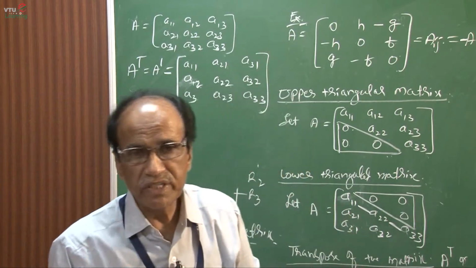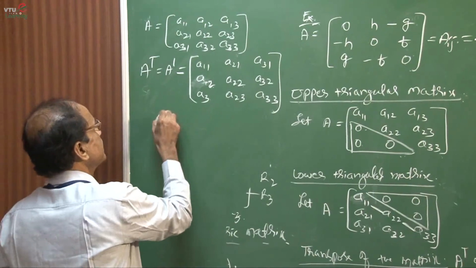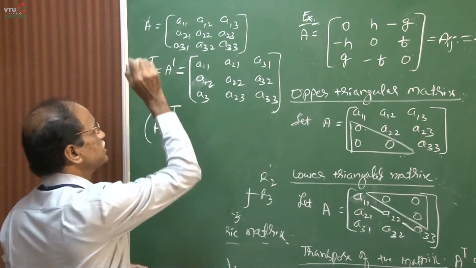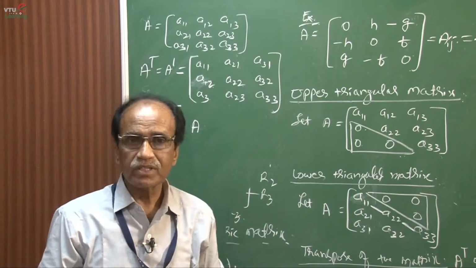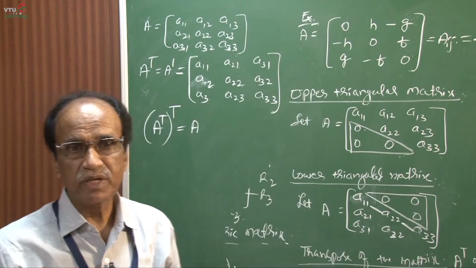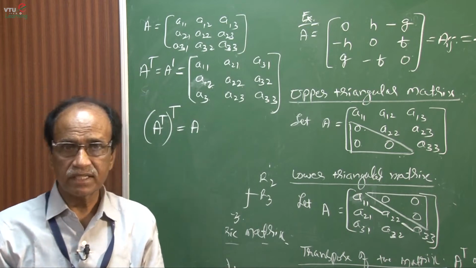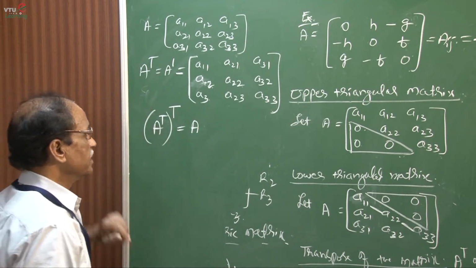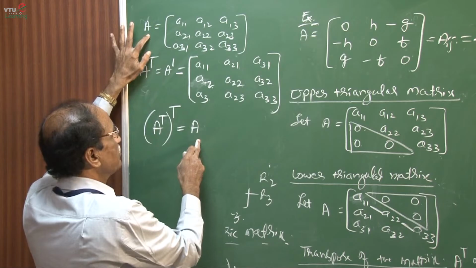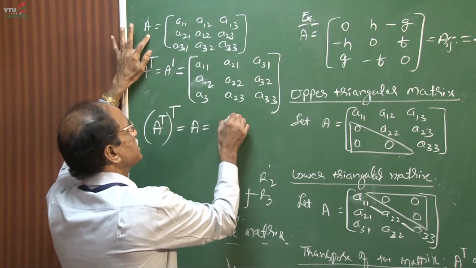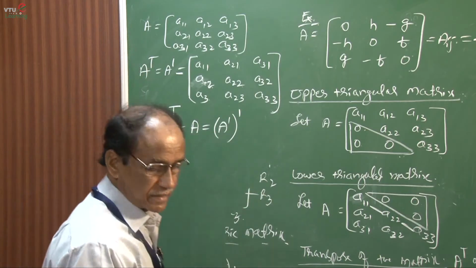Here one property we discuss after writing the transpose of the matrix: A transpose and whole to the transpose is nothing but A only. This is a very important property we will use in the vector space and also in the algebraic treatment of these matrices in the next discussion. A transpose whole to the transpose is nothing but the original matrix, otherwise A dash and whole to the power dash are both the same. Any one notation you can use.